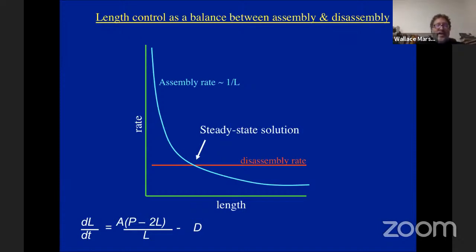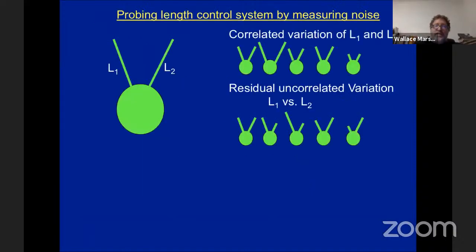And so, as in any other physics problem, if you can explain the average behavior of your system with a model, the next way to test the model is to ask, can it also explain the fluctuations around that average? In this case, what's nice about Chlamydomonas is it has exactly two flagella. And so you can ask about correlated variation of the two flagella from cell to cell. Some cells have longer, some cells have shorter flagella. But you can also ask about the uncorrelated variation, differences in flagella length within a cell. And traditionally in gene expression studies, for example, the two kinds of variation are decomposed as extrinsic and intrinsic noise.